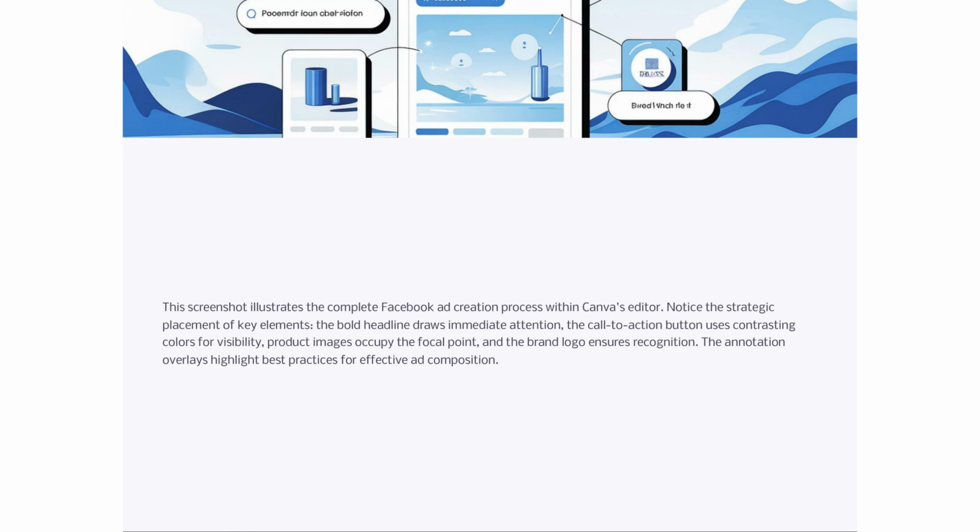The Facebook ad creation process in Canva involves strategic element placement. A bold headline captures attention, while a contrasting call-to-action button enhances visibility. Product images are central, ensuring focus, and the brand logo boosts recognition. Annotation overlays guide best practices, ensuring effective ad composition.